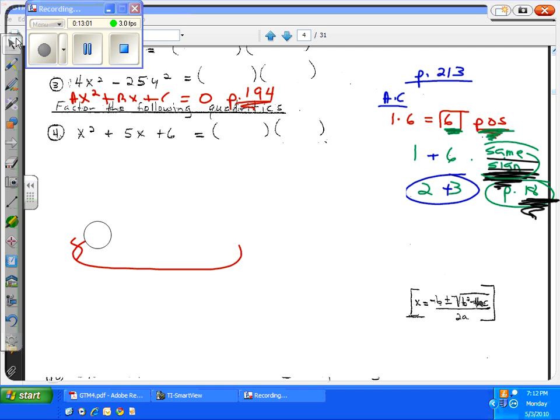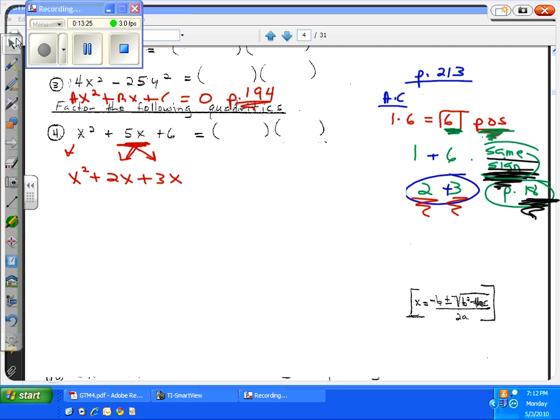Pick the pair that add to give you B using sign rules. And then the next step says, step 4, split the middle term into those two pieces. We're going to change that 5x into 2x plus 3x. We got to have the x on there, 2x plus 3x. So we bring down the x squared plus 2x plus 3x. We bring down the plus 6. And so now we have x squared plus 2x plus 3x plus 6.